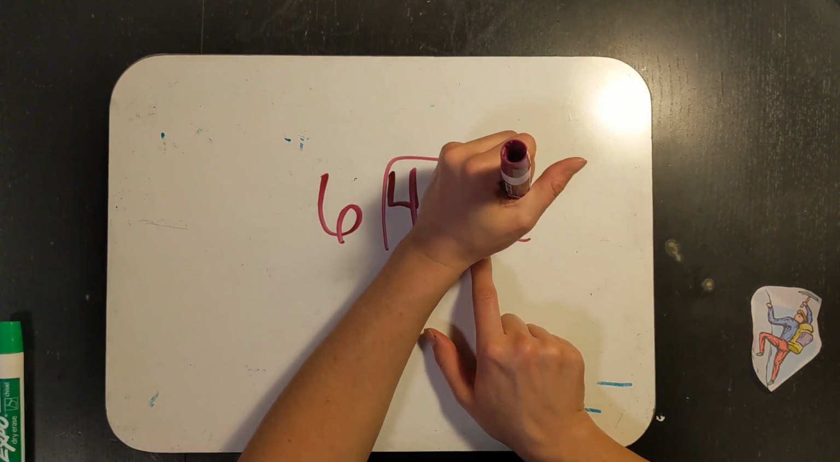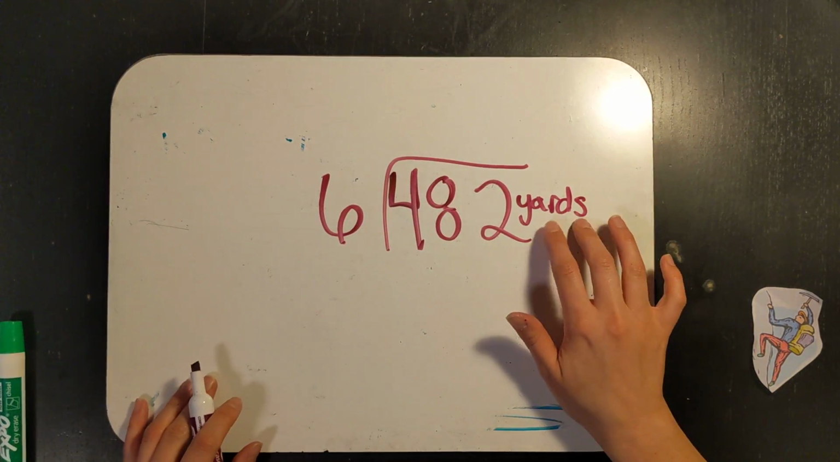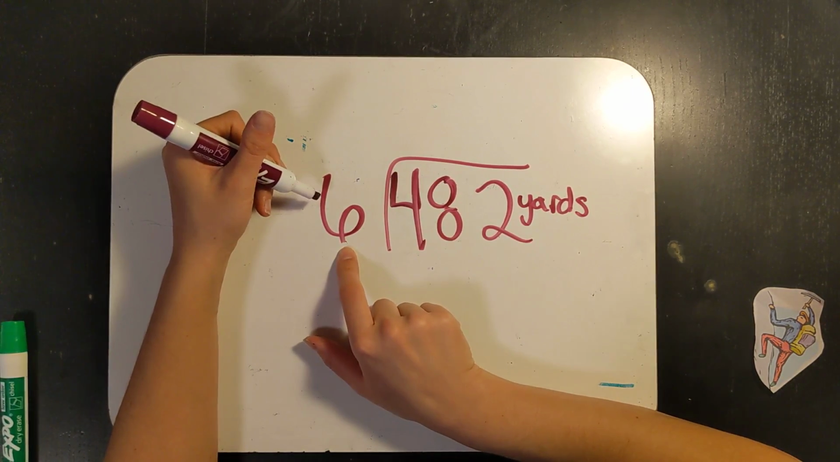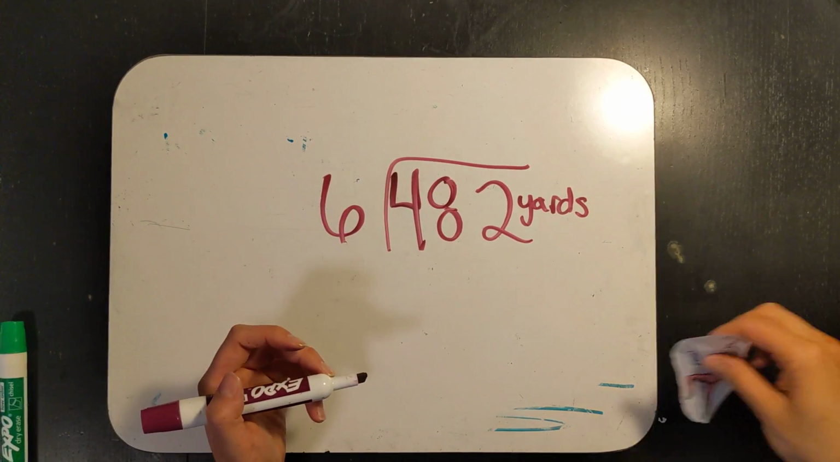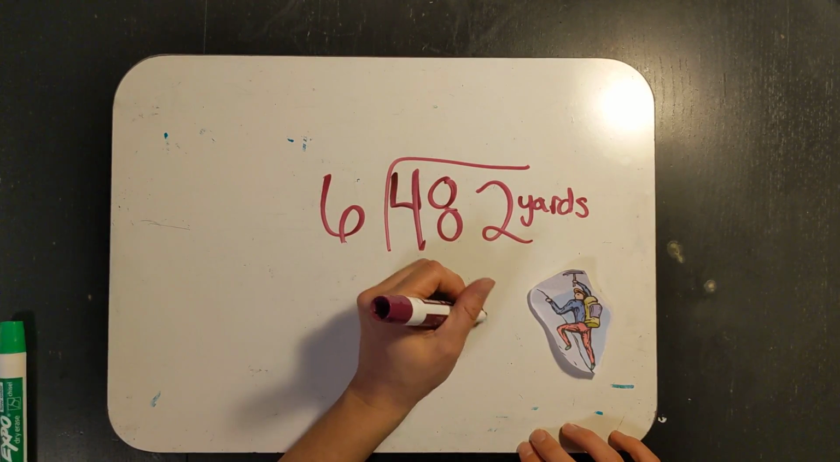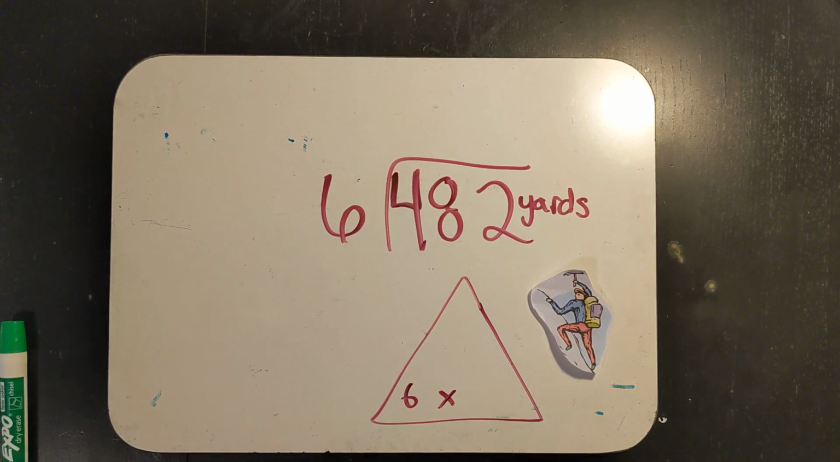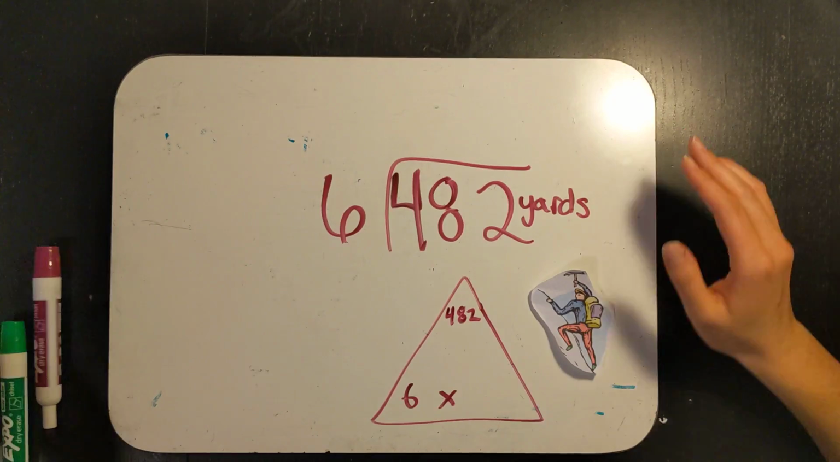This is yards of fabric, so don't forget that, because later we're going to have to interpret the remainder and figure out how many yards are left over. And each costume takes up 6 yards. So we're going to use an area model, and we're just going to chip away at it with our little climber. We're going to multiply 6 by big numbers to get closer and closer to 482.